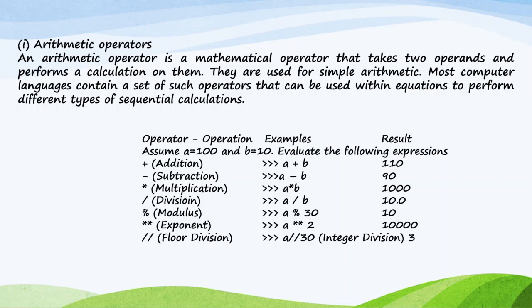So modulus. What is a modulus? Modulus is division which gives you the remainder as the answer. So for example, here we have a % 30. So a is 100. 100 divided by 30 leaves a remainder of 10.